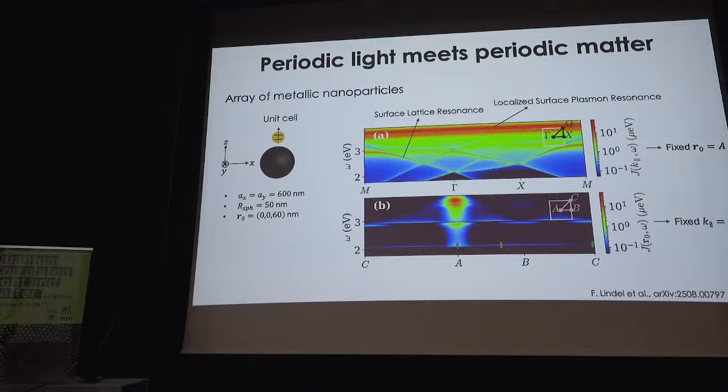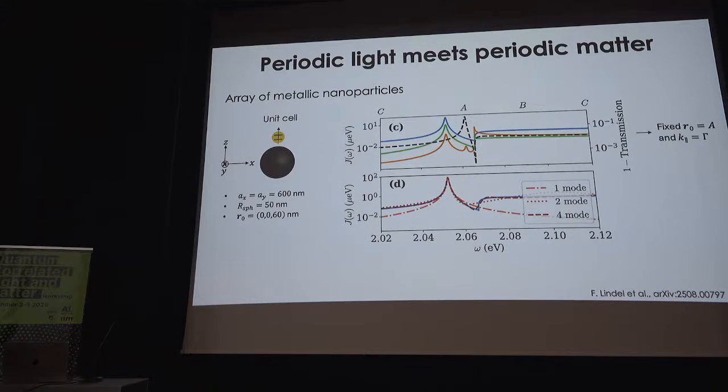What we show below here is that if I move my emitters within the unit cell, I get quite significant changes as well, and specifically I get the strongest coupling to my modes if I'm sitting just on top of the metal spheres, at the gamma point. So we again have access to all of this information.